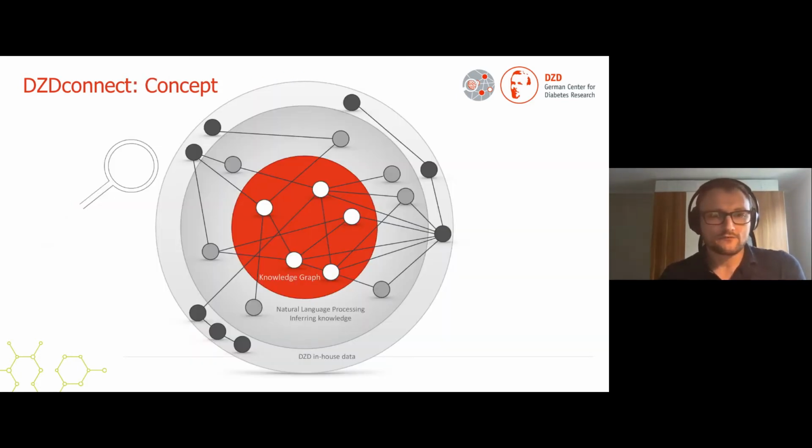So if we go from the inner circle to the outer circle, what we have here is DCD Connect, which is a knowledge graph, which is the core of our system, which is publicly available. And we enrich that using ontologies, infer data. For example, we infer data by using natural language processing techniques. And then we add another shell of information or data to it, which comes from our in-house data, for example, experimental data, clinical trials, and so on and so forth.